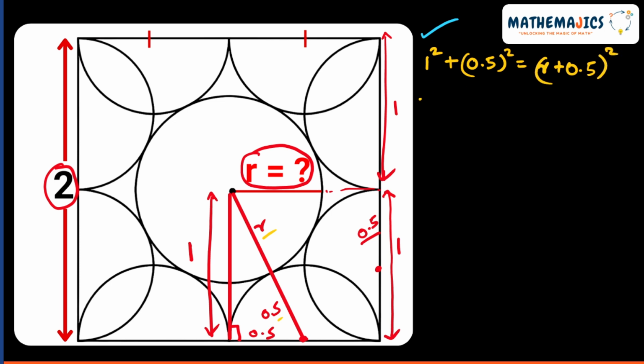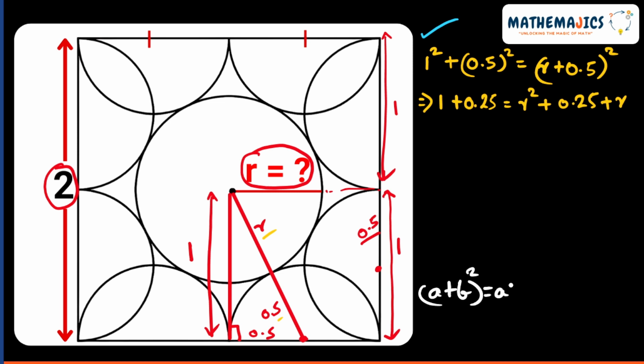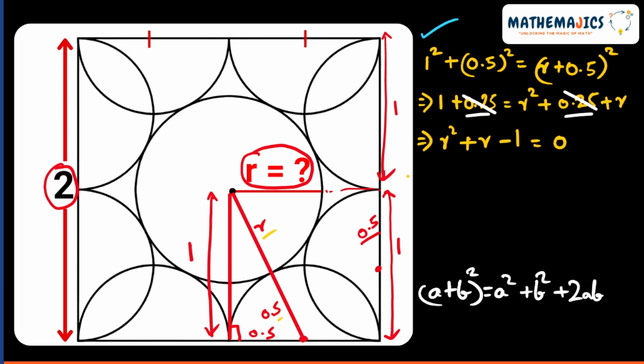Okay. Now let's simplify this. We will get 1 plus 0.25 equals r squared plus 0.25 plus r. How did we get this? We used one algebraic identity which says (a plus b) whole squared is a squared plus b squared plus 2ab. We use this identity on the right hand side. Now if you see carefully, 0.25 can be cancelled. If we simplify this further, we will get r squared plus r minus 1 equals 0. Now this is the quadratic equation that we got.